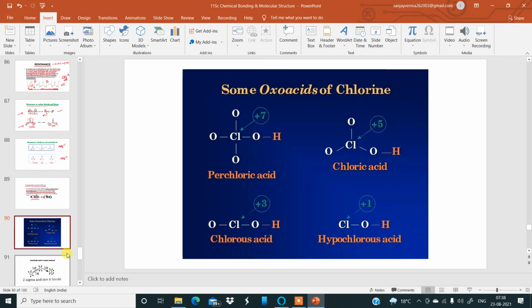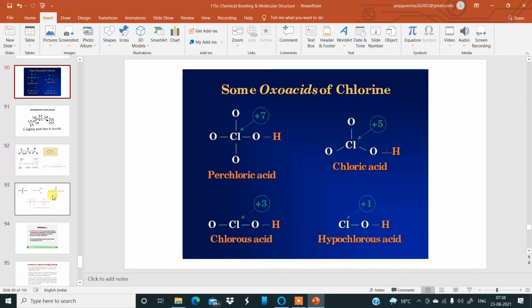Now, moving to our next slide, the next thing in this chapter, some oxo acids of chlorine. I request you to remember the structural formula of some oxo acids of chlorine. This is very, very important for you all. Don't take it lightly. The first oxo acid of chlorine which you can see on your screen is perchloric acid, with the formula HClO4.